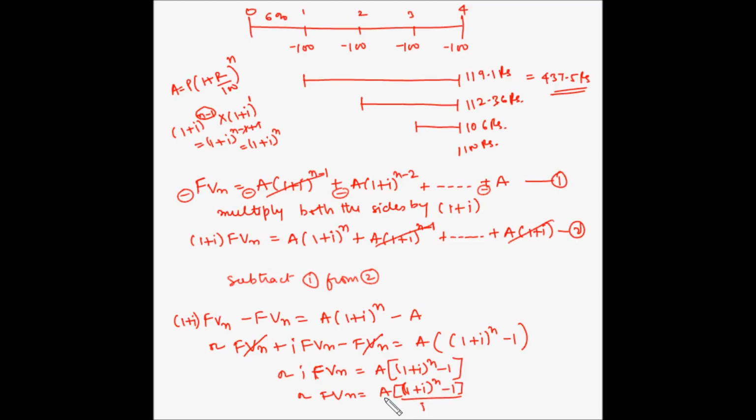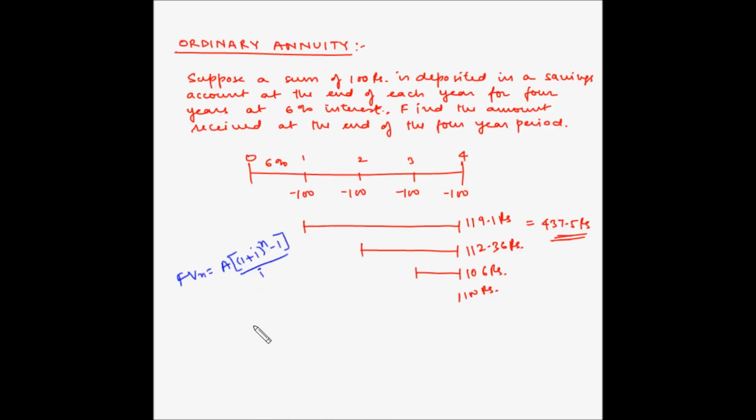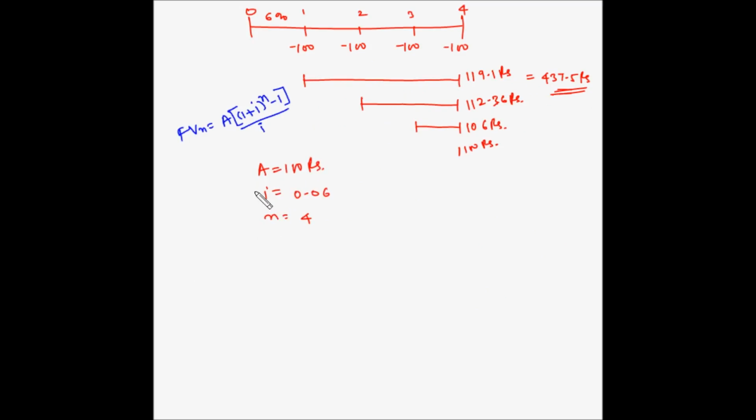where A is the amount of money being deposited on a regular basis. So now let's use this formula for this example and see if we can get the same answer here. So here A is the amount of money being deposited on a regular basis. So A is equal to 100 rupees. i is the rate of interest, which in this case is 0.06. n is the number of compounding periods, which in this case is 4 because it's a 4-year annuity. So let's plug in these values in the formula.